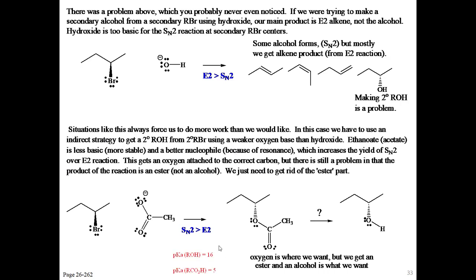Just a reminder, the reason that the hydroxide does more E2 is because it's much more basic. Remember, the pKa of the conjugate acid of an alcohol or water is about 16, and the pKa of the conjugate acid of a carboxylic acid is 5.